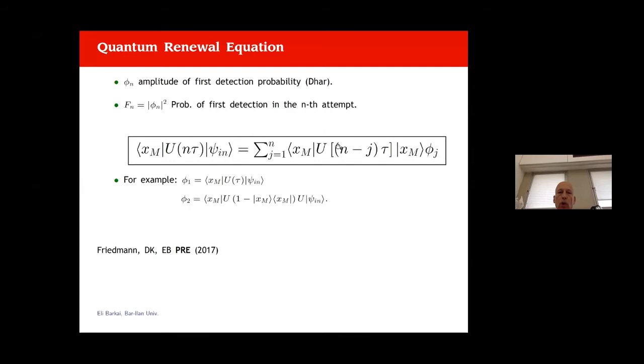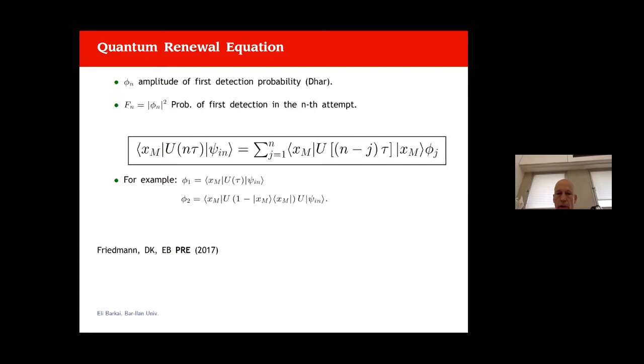But if you look at this more carefully, then phi one, the amplitude to detect in the first attempt, is simply the initial condition, unitary evolution, and then you collapse the wave function at xm. This is what is taught in every course in quantum mechanics. While phi two is, you have the initial condition, unitary evolution, then you have the projection out because of the measurement. This gives the non-Hermiticity. Then again, a unitary evolution to xm. This gives you phi two. So these are the amplitudes that we calculate with this very general tool.